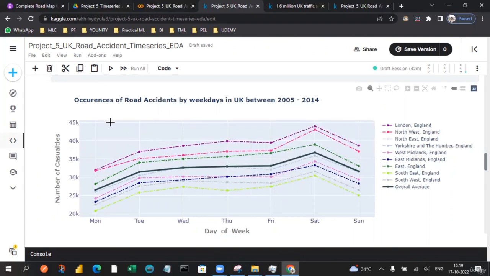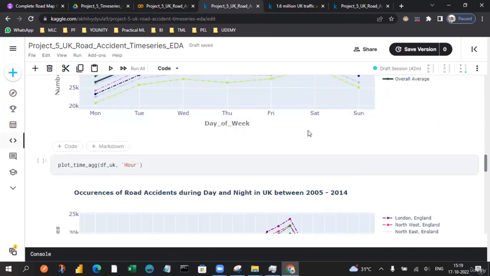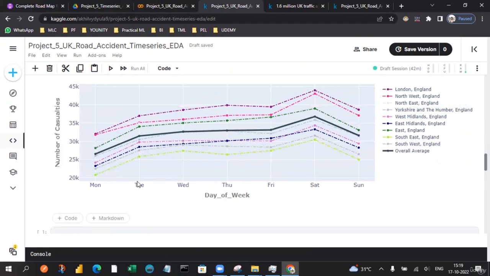This is the plot we are going to get for the occurrences of road accidents by day of the week in the UK between 2005 and 2014. We get it for Monday, Tuesday, Wednesday, Thursday and so on. You can see most of the accidents or casualties happen on Saturday. Also Friday, let's say Friday and Saturday, but the peak value is Saturday, not Friday, when compared to all these values. And very few on Monday when compared to all other weekdays.